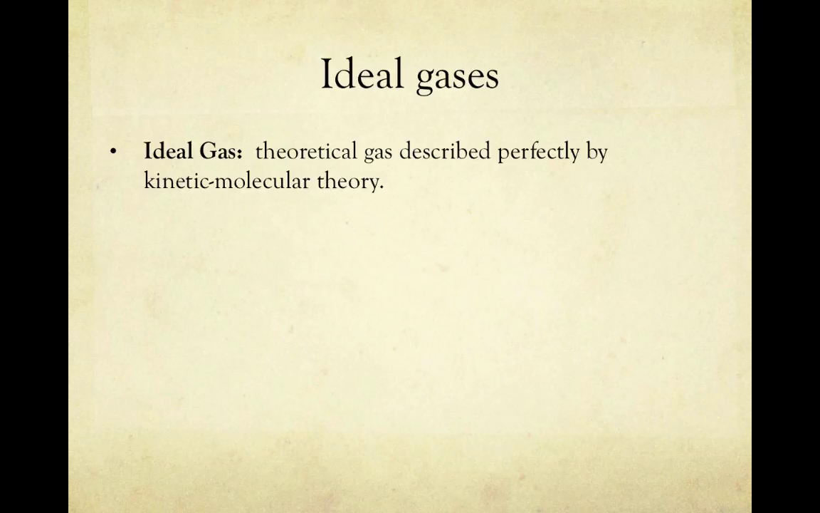An ideal gas is a theoretical gas described perfectly by kinetic molecular theory. In other words, it's a gas that we kind of make up, that we can mathematically model with incredible precision. And it turns out that most real gases actually behave almost exactly like an ideal gas under most conditions. So we can actually use this theoretical ideal gas to do calculations about real gases, because real gases behave ideally most of the time.